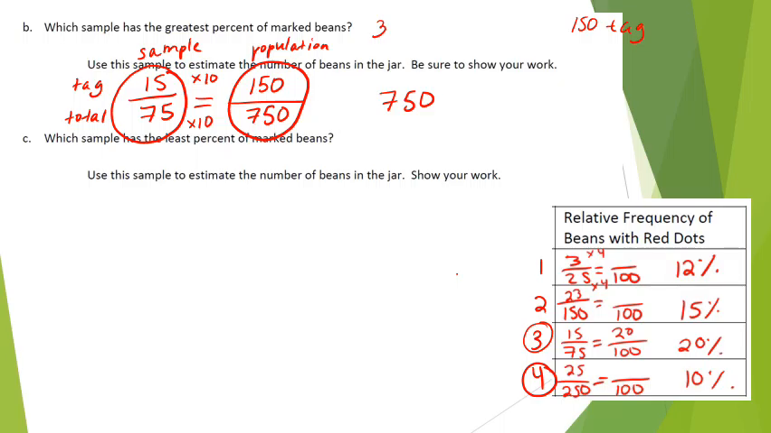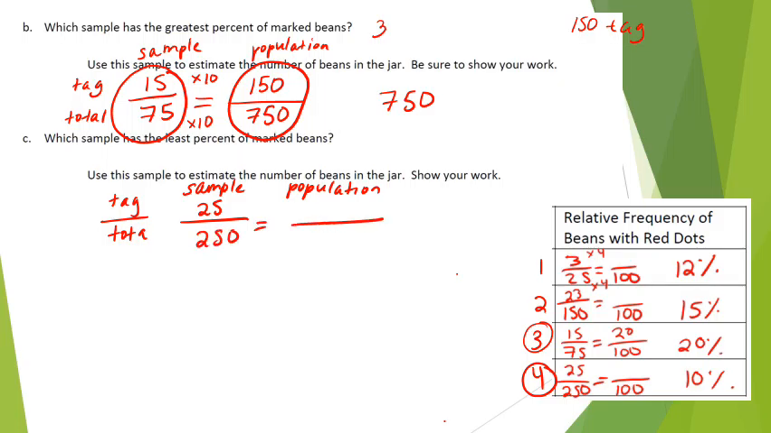So again, I'm going to set up my proportion. So tagged over total. And again, the first part is going to be my sample. Next part will be my population. So in sample 4, I had 25 that were tagged out of 250 in the sample. And I remember that I tagged 150 in the total population, and I want to figure out what the population could be. So again, I'm looking for a scale factor. So if I take 150 and divide by 25, I would get 6. So 25 times 6 is 150. 250 times 6 would give me my new population, which is 1,500.